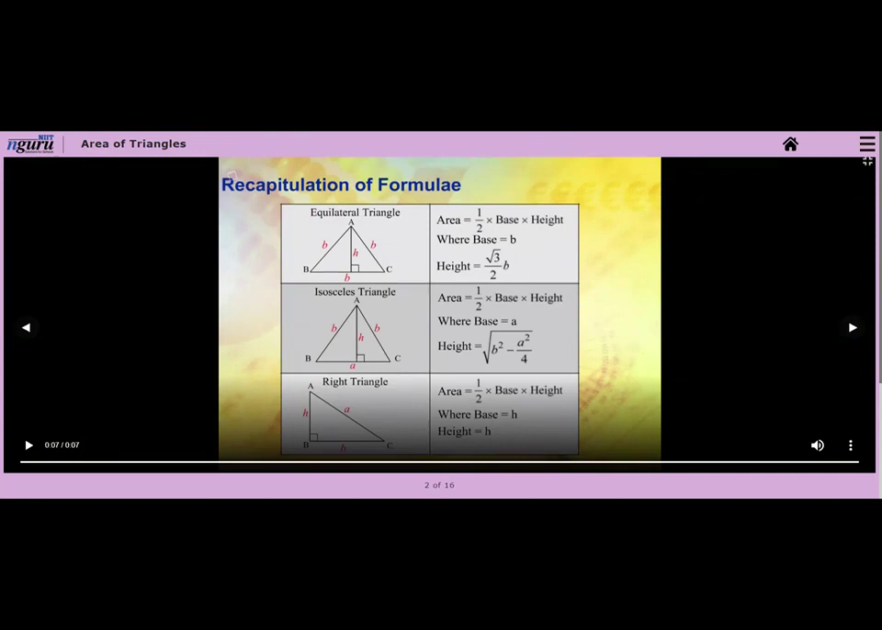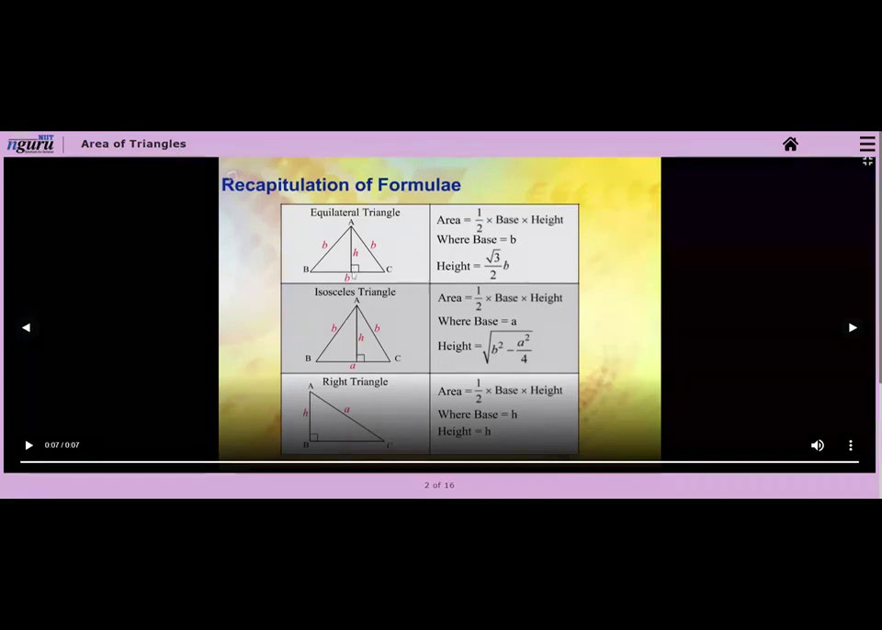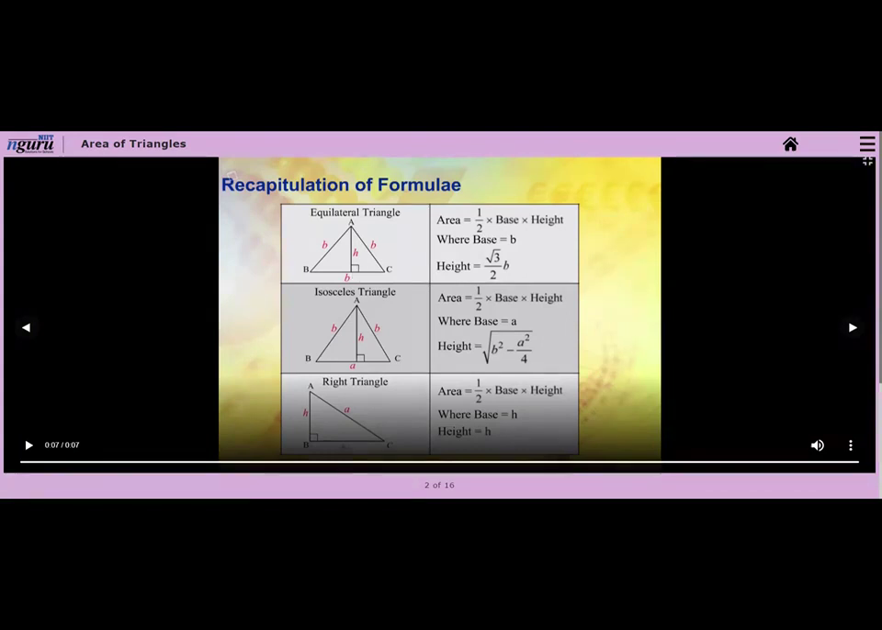And how much will be this base here? Supposing I name this as B, how much will BC be? Half of BC, ma'am. Correct. Half of BC. That is why we get root 3 by 2 times a. Correct. Now let me show it to you. Can you see the whiteboard, children?